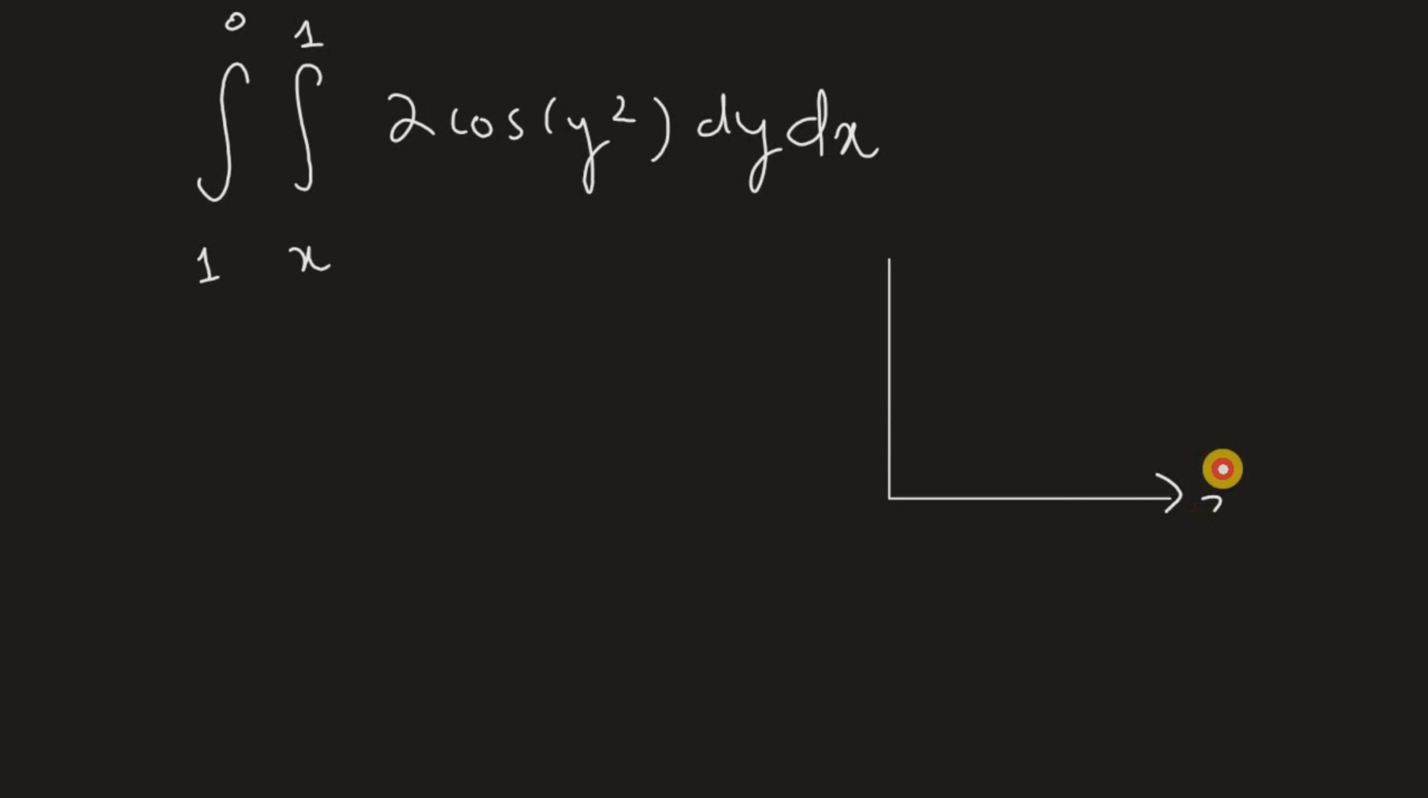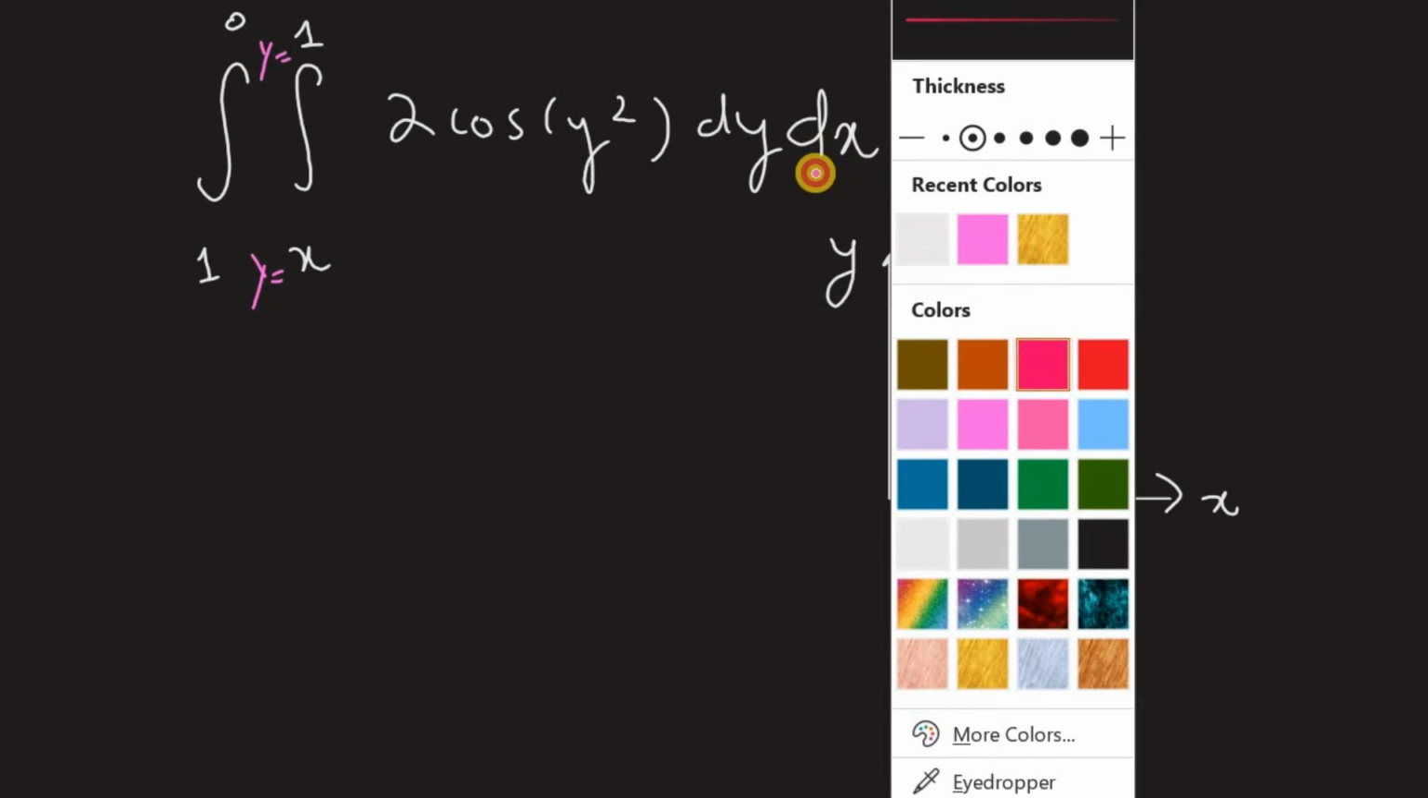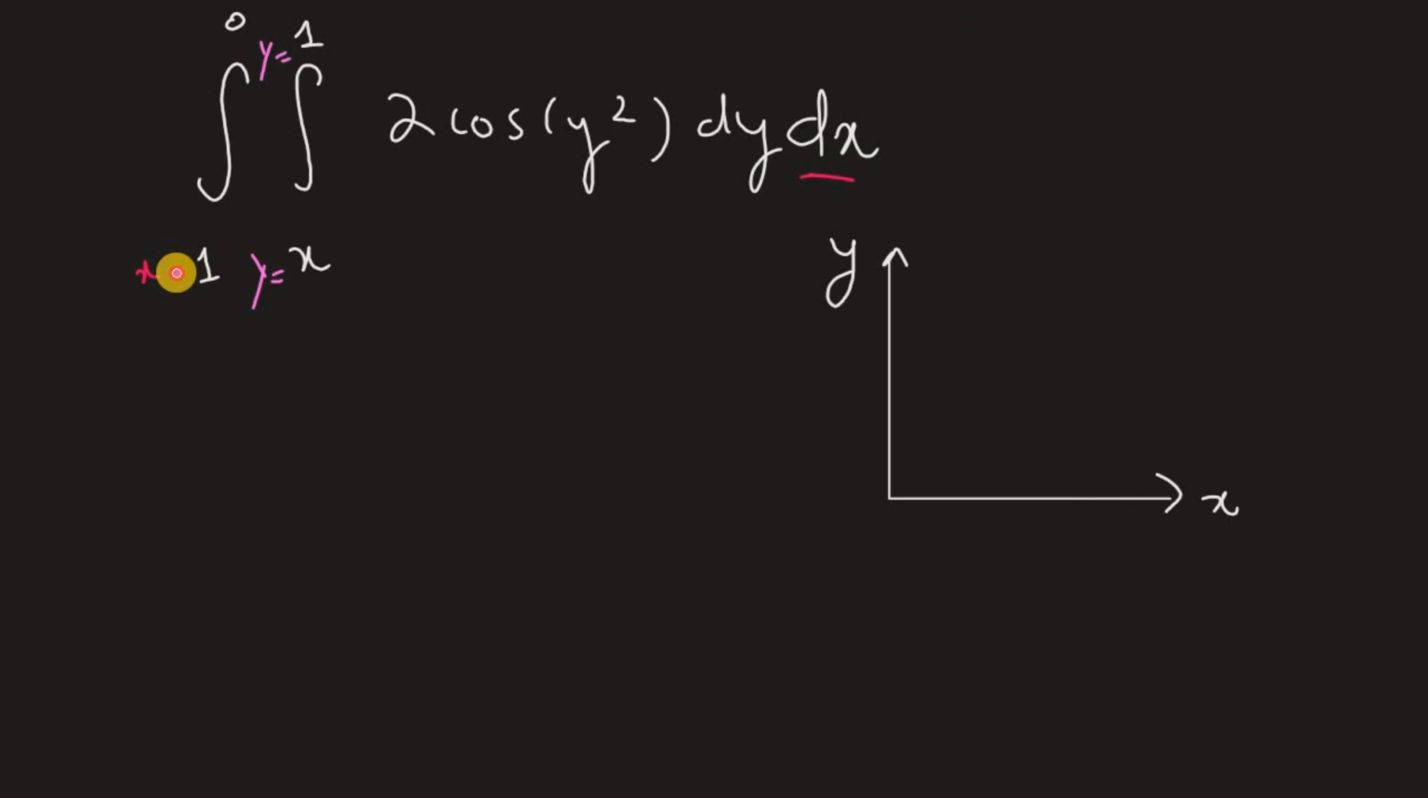Okay, so here we have our axes as x and y. Our first equation over here, since this is dy and dx, this is dy, so these values belong to the y variable. So y equals x and y equals 1, and at the end we have dx, which means these two values belong to the x variable. The dx belongs to x equals 1 and x equals 0.